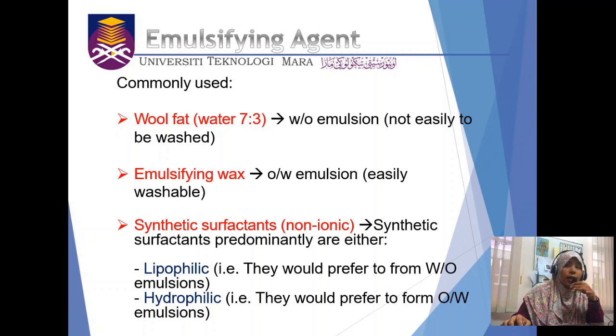Next, you can add an emulsifying agent into your preparation. The commonly used one is wool fat if you want to make a water in oil emulsion, which is not easily washed off. The second one is emulsifying wax if you want to make an oil in water emulsion, which is easily washable. The third one is synthetic surfactant or non-ionic surfactant. It can be lipophilic if you want to form a water in oil emulsion, and it can also be hydrophilic if you want to form an oil in water emulsion.